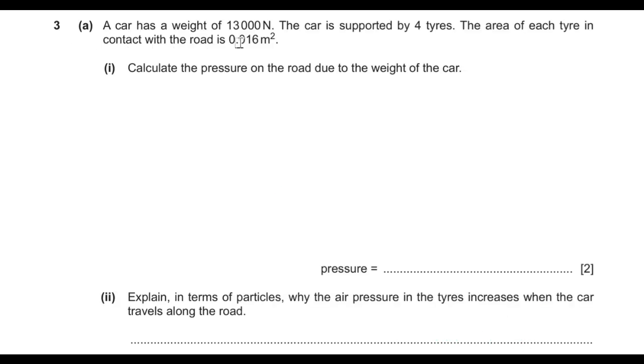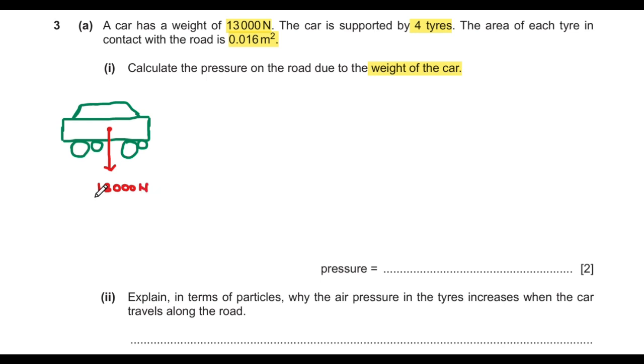Third question says a car has a weight of 13,000 newton. The car is supported by 4 tires. The area of each tire in contact with the road is 0.016 meters squared. Calculate the pressure on the road due to the weight of the car. So for example, this is the weight of the car, which is 13,000 newton, and each tire has a contact area of 0.016 meters squared with the ground.